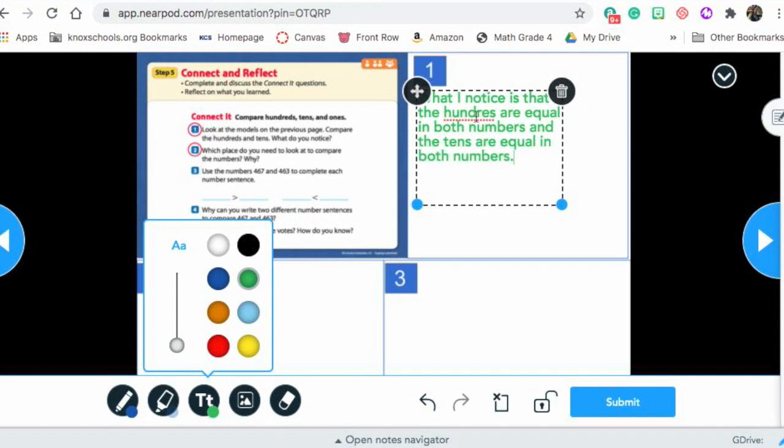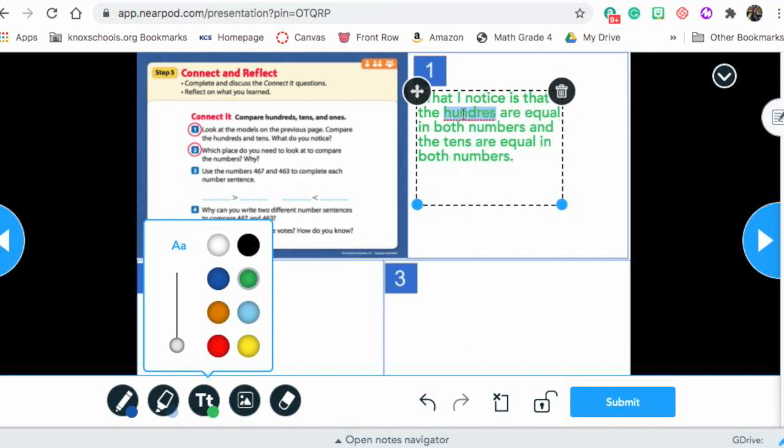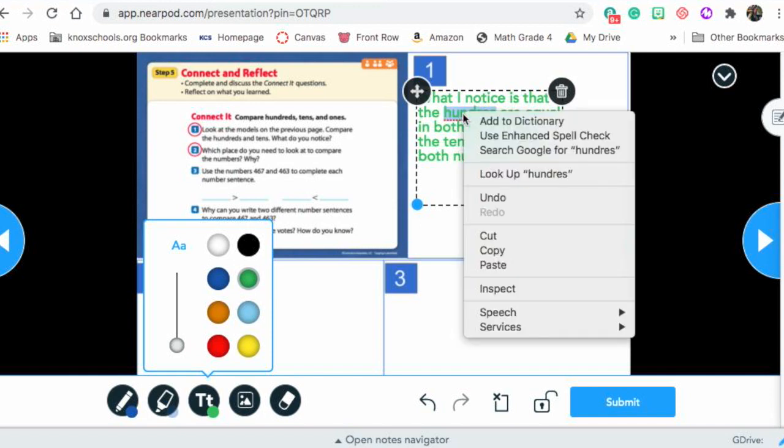Oh, I've got a red line. That means something is not spelled correctly. I must have made a typo while I was typing. So what you do is you press Alt. Okay, you hold down Alt while you click on it, and you are going to get a little pop-up window here.